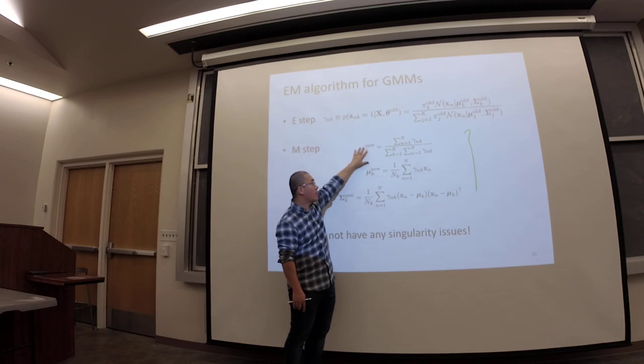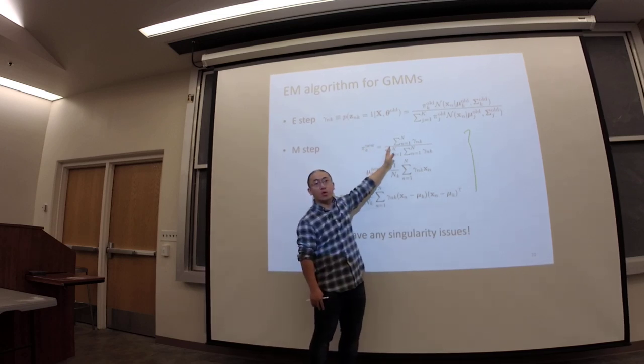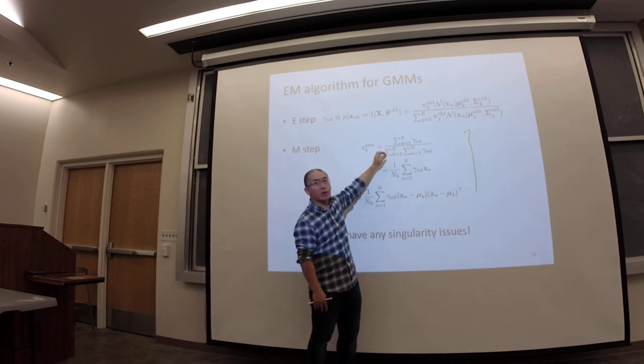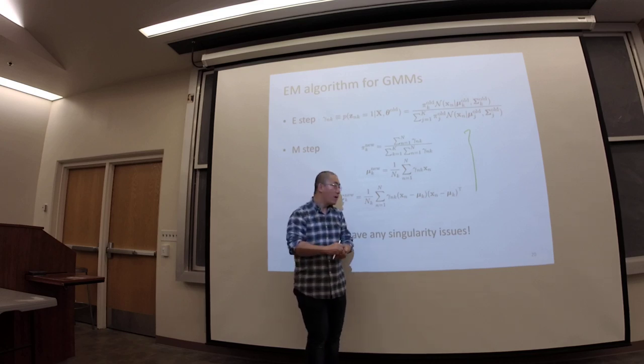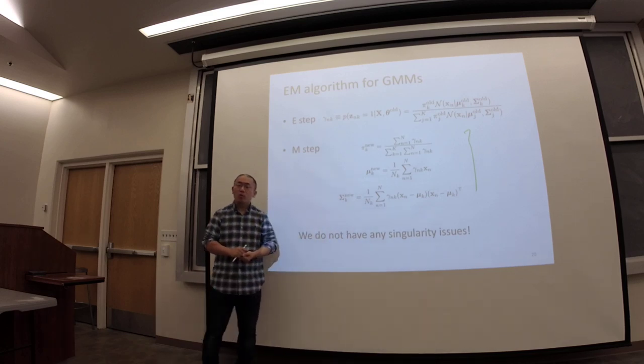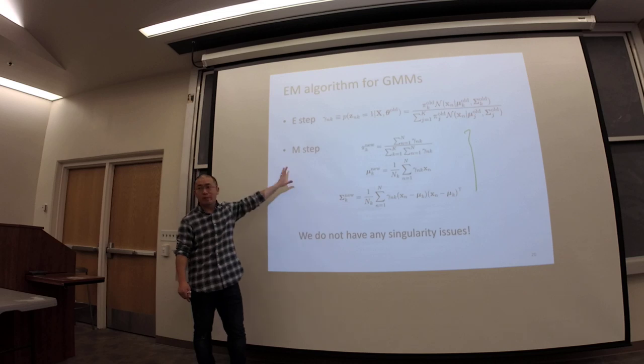So every time, all those probability elements in the probability vector, and also the mean and covariance, are weighted summations across all data points. So it's much, much less likely that you will concentrate on a particular data point. That's why in practice, people never integrate out the class membership for maximum likelihood estimation. The EM algorithm is always the first choice for Gaussian mixture models.